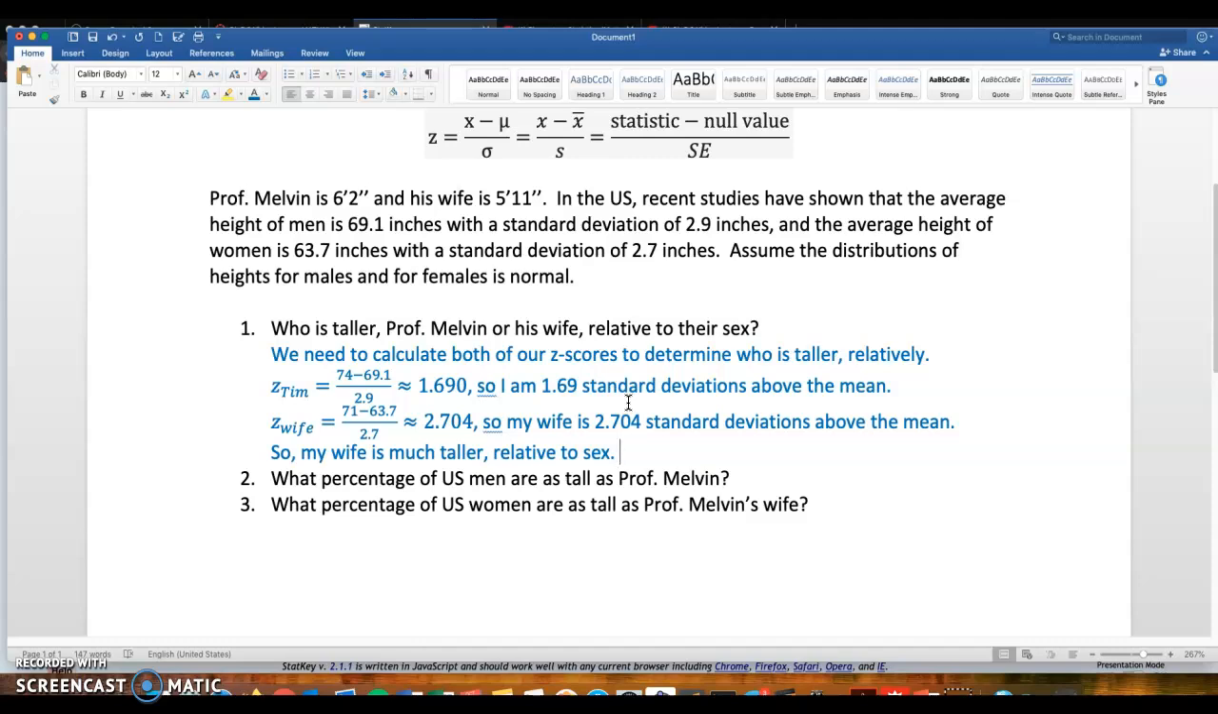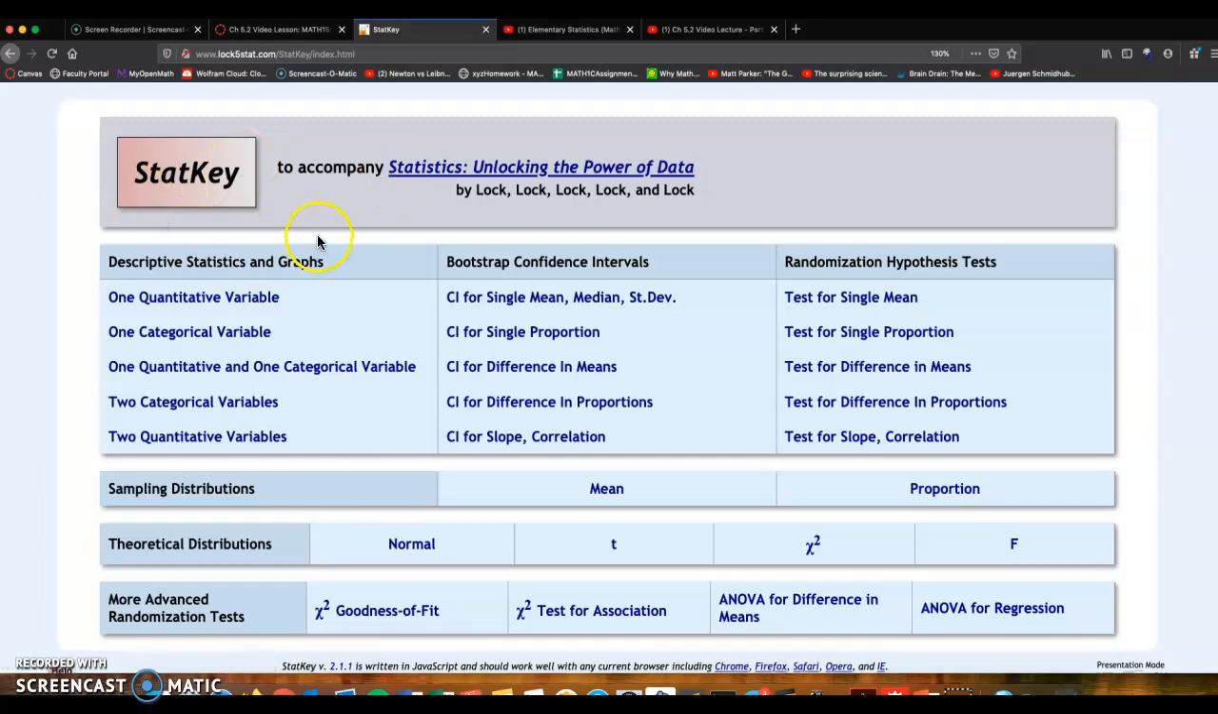All right, the next thing I want to look at is what percentage of men are as tall as Professor Melvin. So I'm looking at what portion or percentage of men are 6'2" and taller, so 74 inches and taller. And if we assume the distribution for heights for males and females is normal, I want to show you two different ways to get this answer. For both, you need to go to StatKey or a normal calculator. I'm going to go to StatKey and click on the normal distribution.